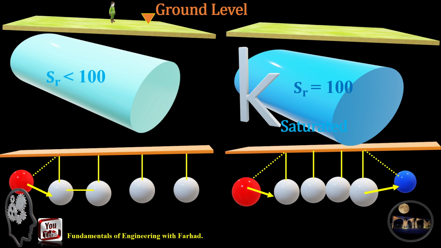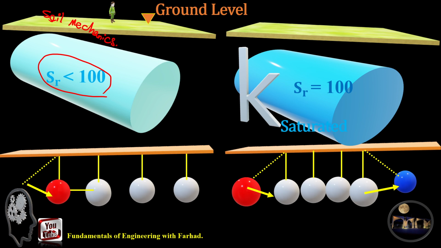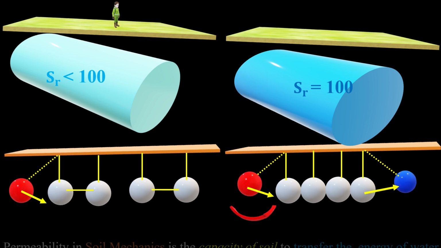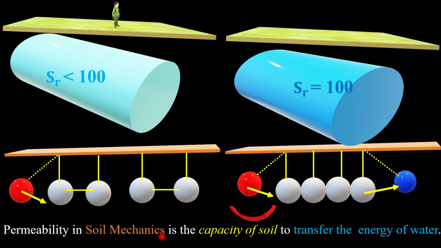While in soil mechanics, now this time we are in soil mechanics. If you have SR less than 1, the saturation ratio is less than 100%, it just means it can partially transfer the energy, but if you have a saturated condition, you can transfer the energy in full. So again, permeability in soil mechanics is the capacity of soil to transfer the energy of water.